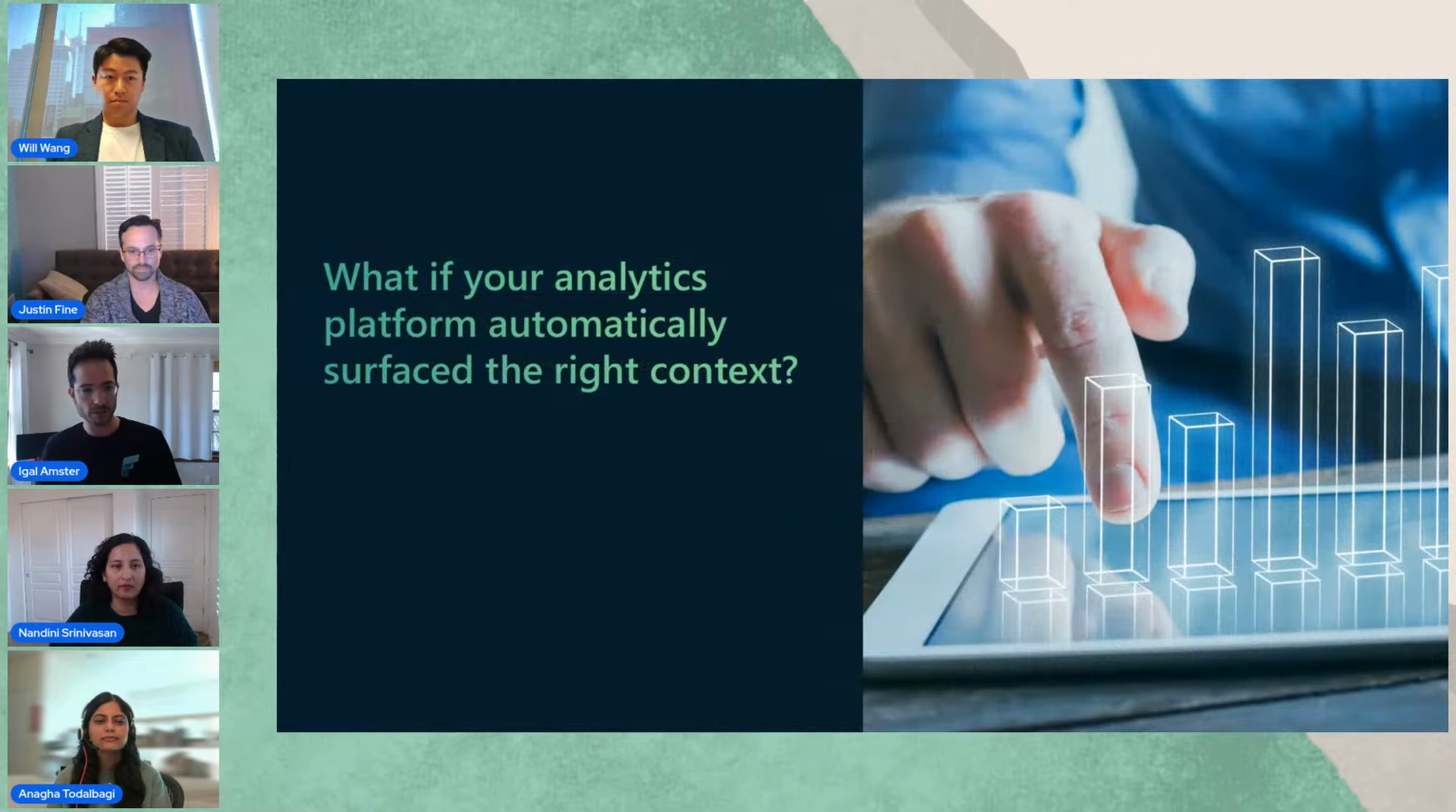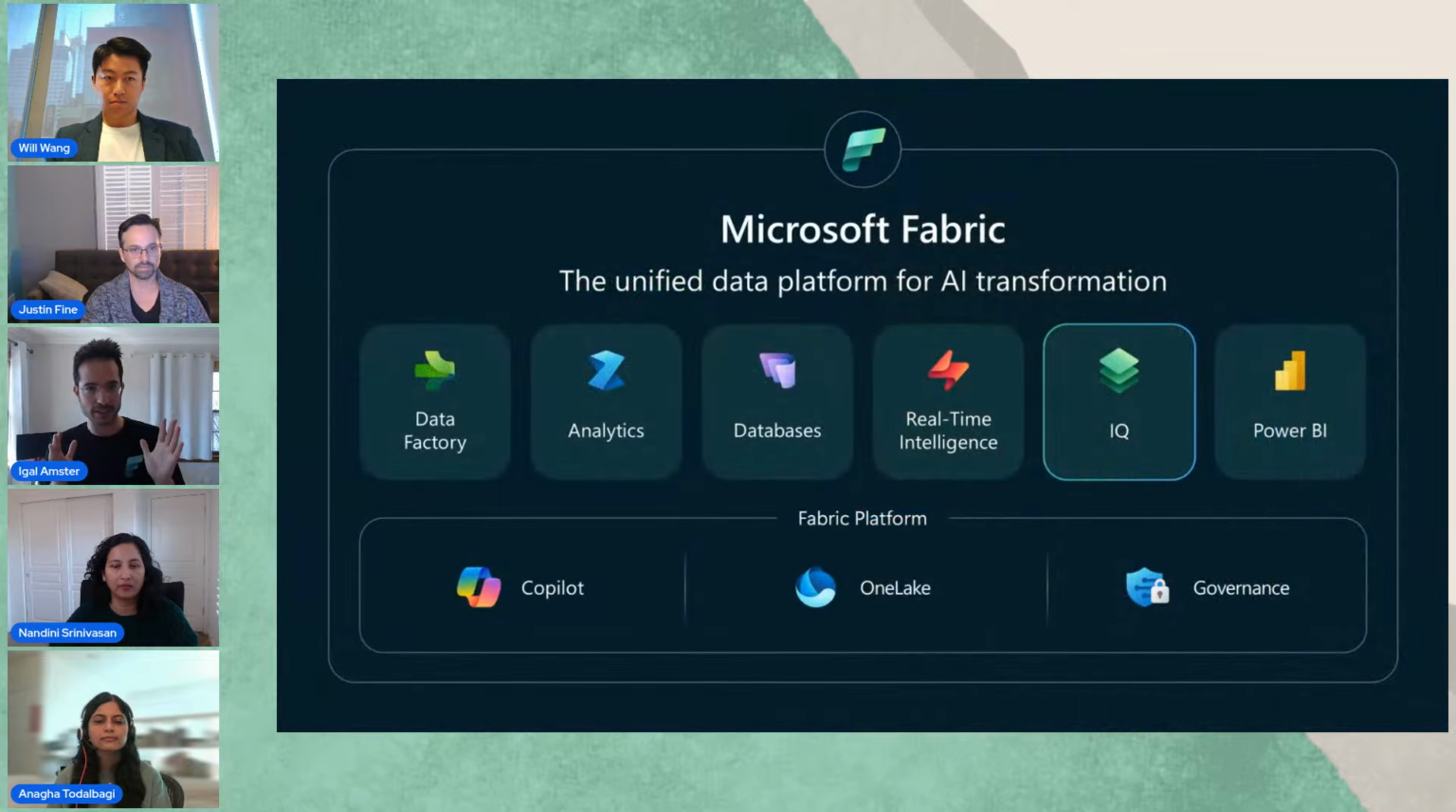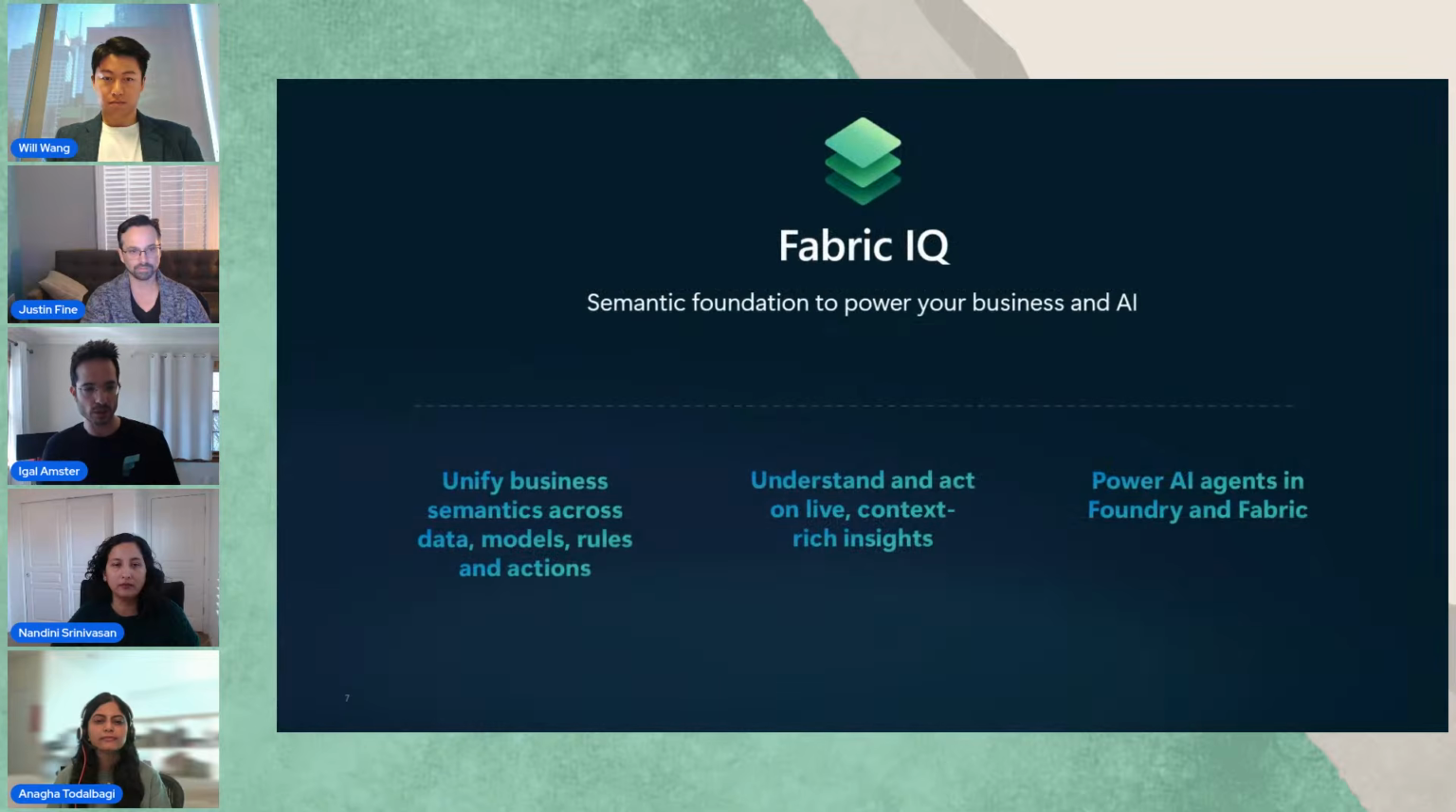So what if your data platform didn't just show data, but also surfaced the right context automatically? Luckily, this is exactly what Microsoft Fabric, and specifically Fabric IQ, is all about. It's unifying the business semantics across data, models, and systems, so insights and AI agents can be grounded in a live, holistic view of your business. And Fabric IQ creates a shared semantic foundation: the same concepts, rules, and relationships for people and AI. Less confusion, less rework, and hopefully fewer hallucinations, of course.